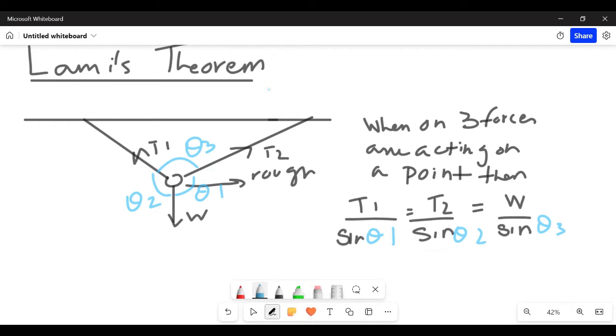So Lami's theorem is applicable in a setup where only three forces are acting at a point. If the forces are two, or if the forces are more than three, four or five or six, then you cannot apply this theorem. It only works when there are three forces acting at a point. Okay.